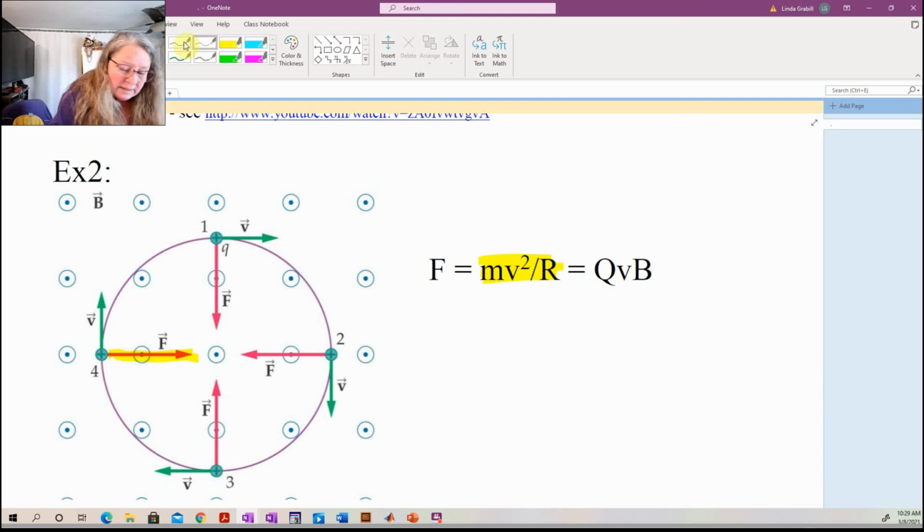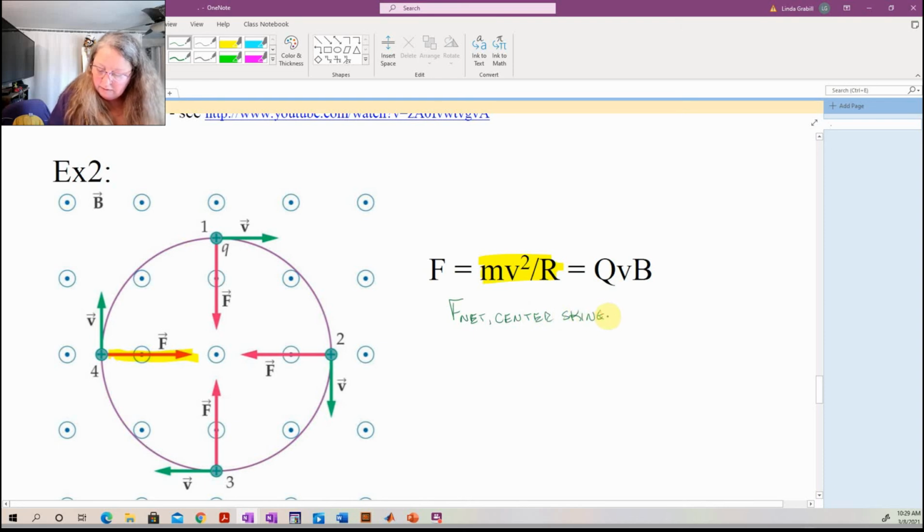So remember, a net force for something center-seeking is mv squared over r. Or how I was writing that, so it doesn't look so ugly: if I am going in a circle, there must be a net force, and we gave that this subscript C for a center-seeking force. In this particular case, our center-seeking force is that q, or the V cross B.